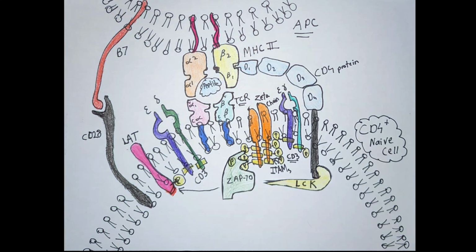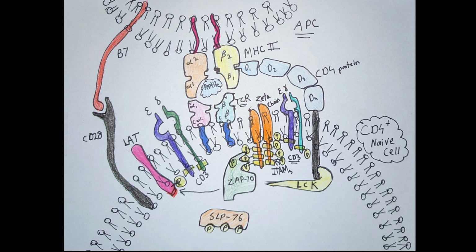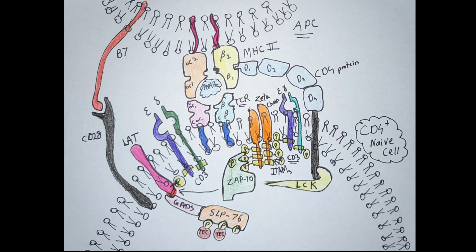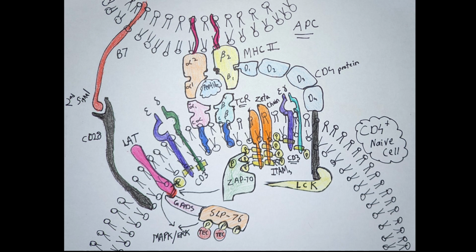The LAT activates the SLP76 protein and it binds to it through the GADS protein. TEC protein then binds to the SLP76. From here, many different pathways are driven which lead to different cellular responses that work together to activate and proliferate this T cell. One such pathway is the MAPK/ERK pathway, which activates transcription factors that induce the expression of genes involved in T cell proliferation. The second signal is used for activating other pathways in the cell.